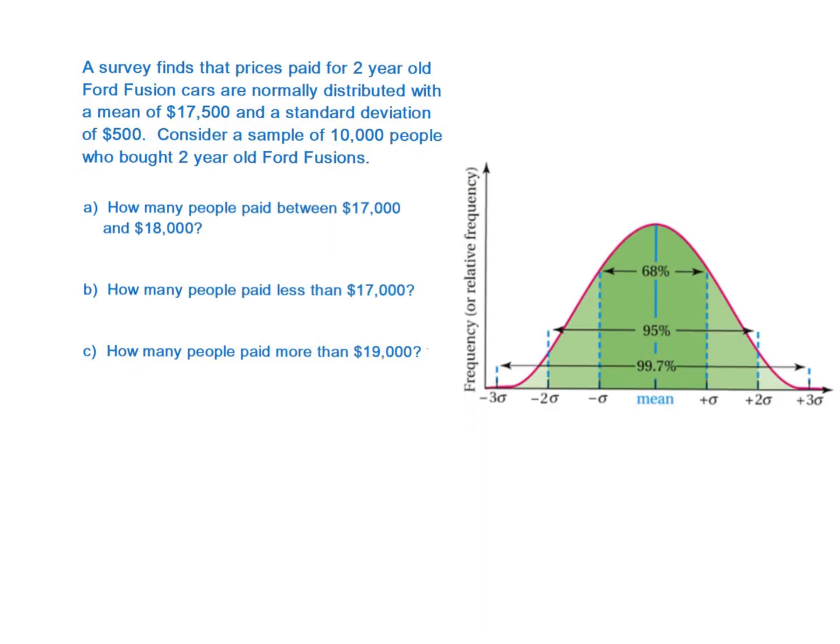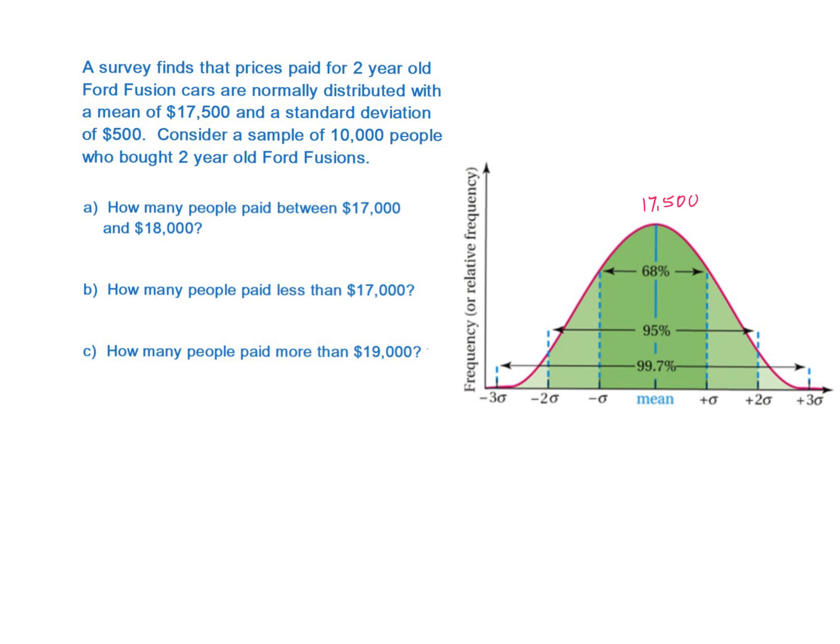Okay, so last example, the survey found that the prices paid for 2-year-old Ford Fusion cars are normally distributed, and the average is $17,500. So I'm going to put that right here. $17,500 is my average, and I have a standard deviation of $500. If 10,000 people bought the car, let's see if we can answer some questions. How many people paid between $17,000 and $18,000?